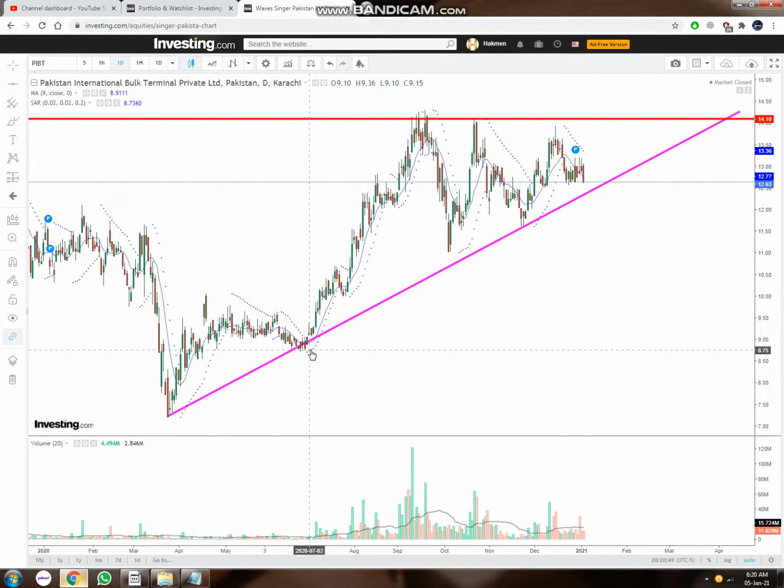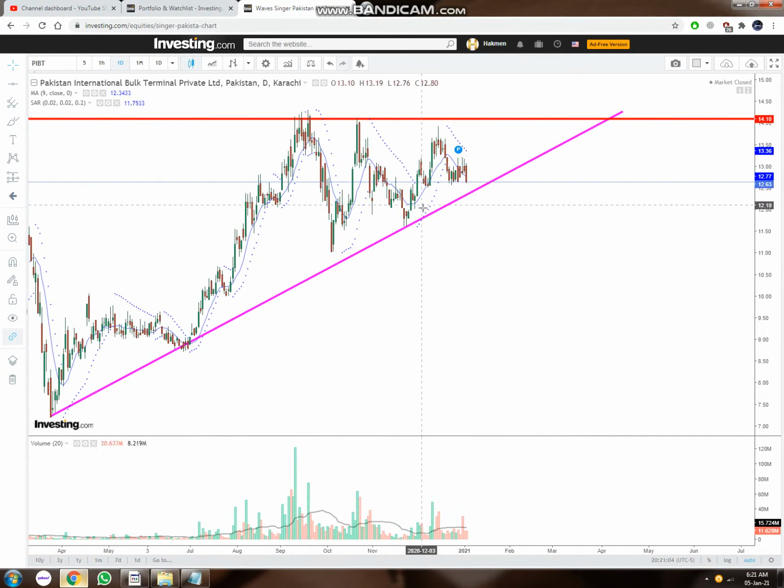As you can see over here, it touched the trend line at two different points. So it confirms that it's an uptrend and moving in the upward direction. It also took a lot of time to reach that level, but as you can see over here, it's a rising wedge and moving in the upward direction.